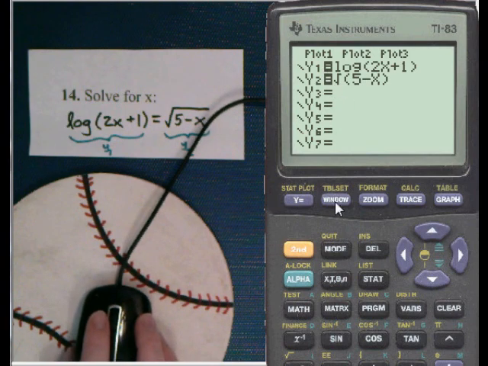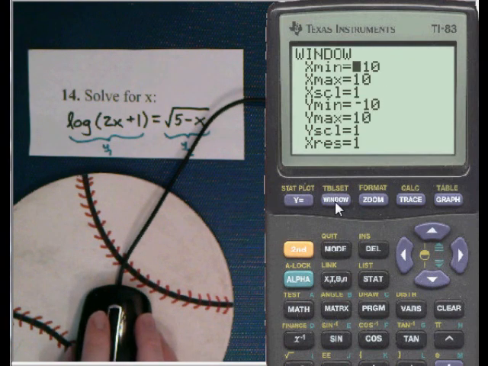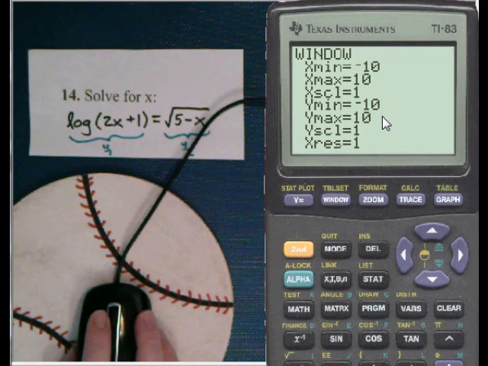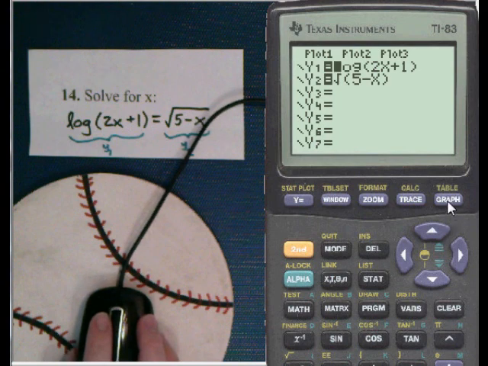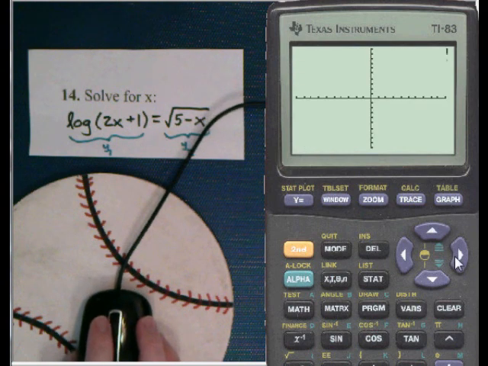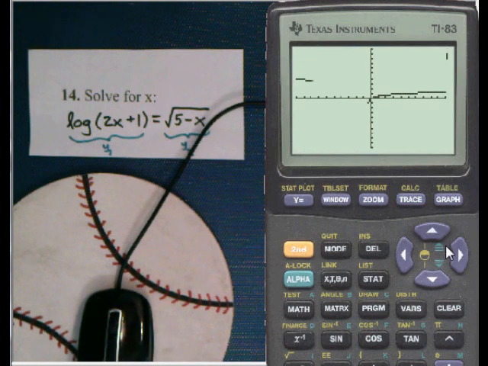Now we want to make sure our window is big enough so we can see where the point of intersection would be. For these I usually go negative 10, 10, negative 10, 10, just to give it a general range. Now I'm going to graph it. So here we go, pressing graph. There's my first one, log of 2x plus 1. And there is the radical 5 minus x.